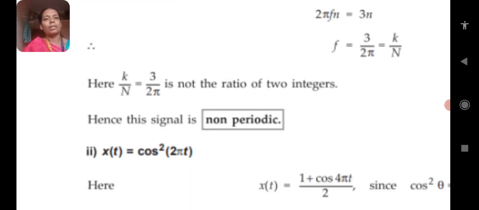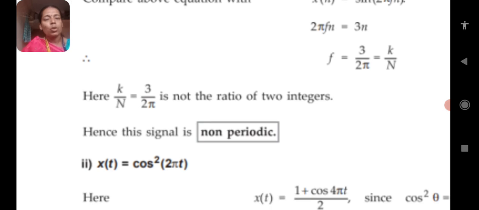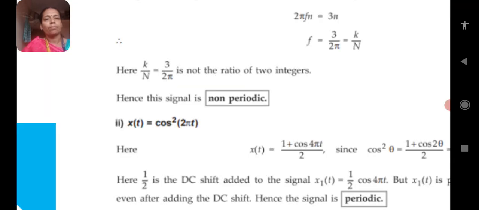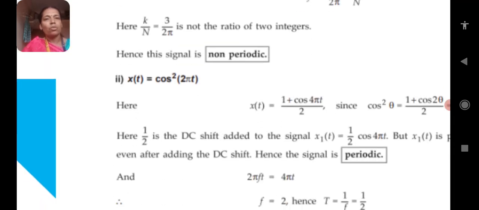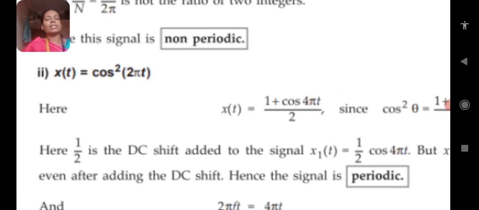Let us discuss the second example. x(t) is equal to cos square 2 pi t. This is a continuous time signal, right? x(t), where t represents continuous time. Since this is a cosine square function, we cannot simply apply the condition for periodicity, x(t) = x(t + T). Before that, we have to expand this equation.